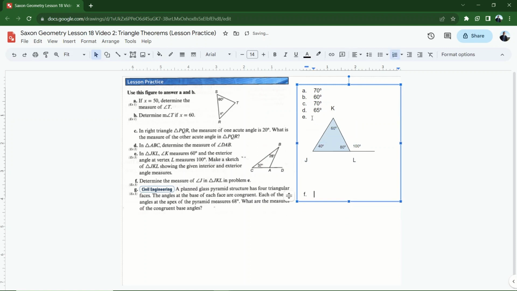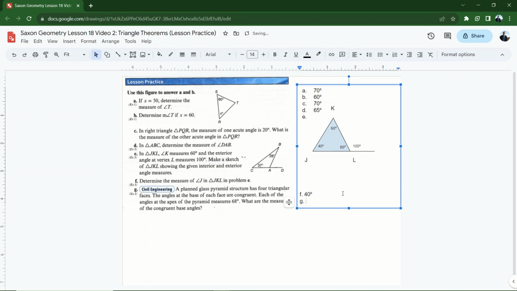Okay, let's move on to F. In letter F, we have to determine the measure of J in problem E. Oh, I just did that. Okay, so J is 40 degrees because it has to sum with 60 to this exterior angle measure. So x plus 60 equals 100, x equals 40. And then let's take a look at letter G, which is our real world problem here.